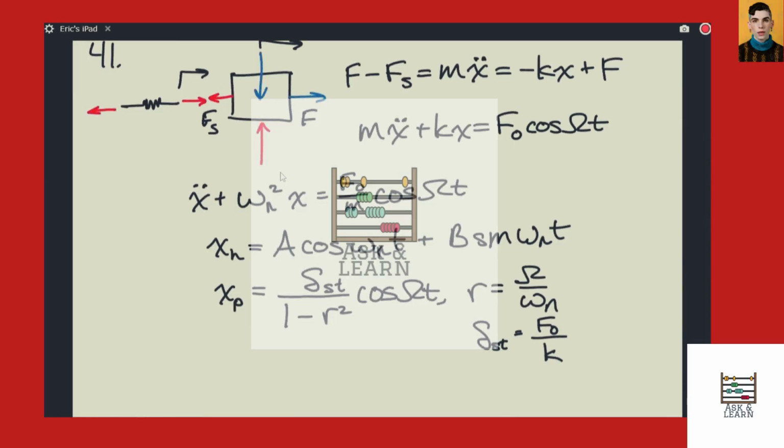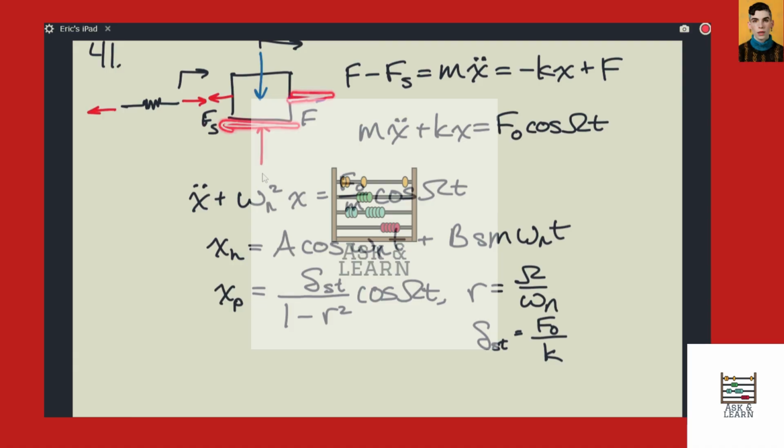In this problem, we have a block that's attached to ground through a spring. If we draw a free body diagram of the block, we have its weight and a normal force from the surface that counteracts the weight. It's not moving vertically, and it's sliding without friction on this surface.